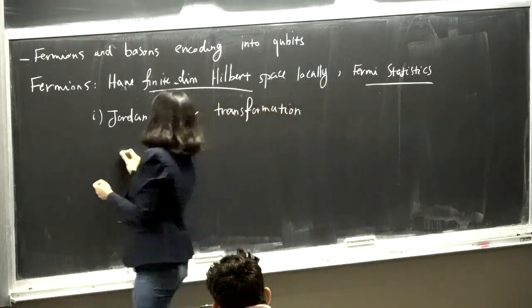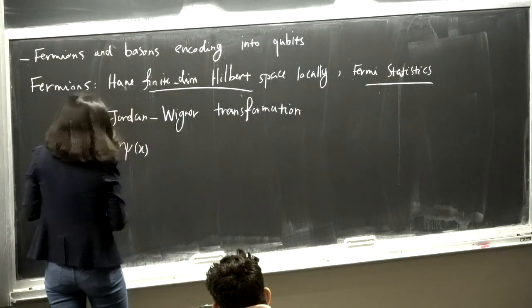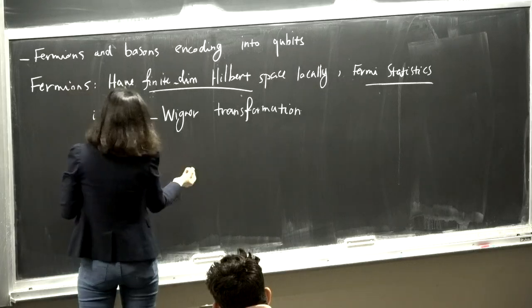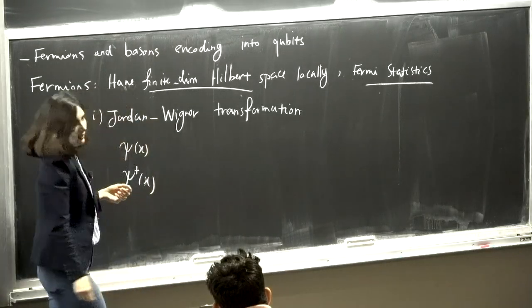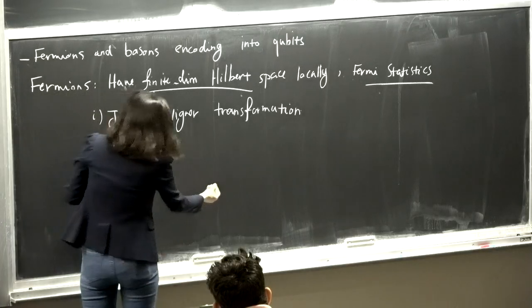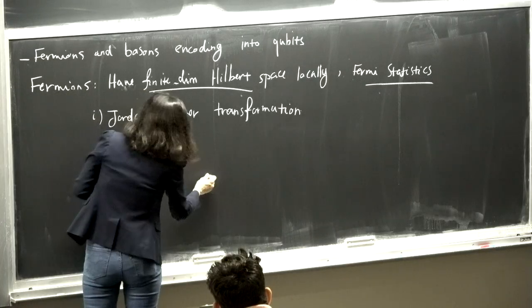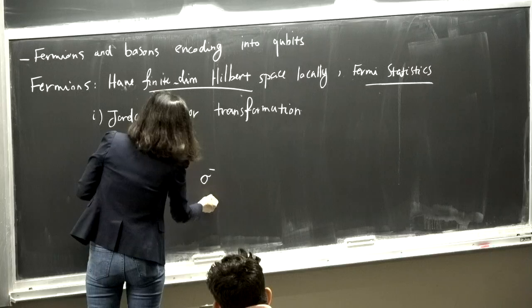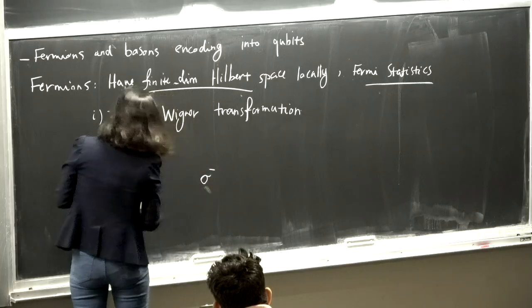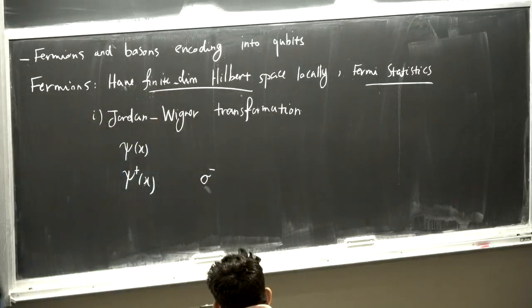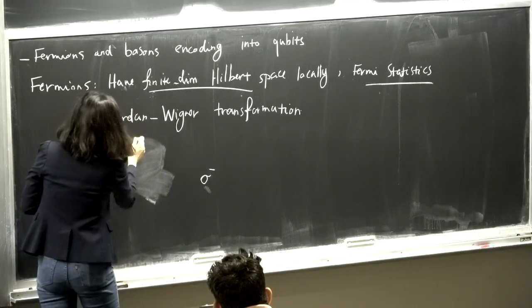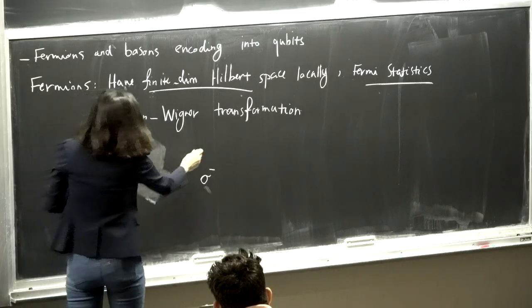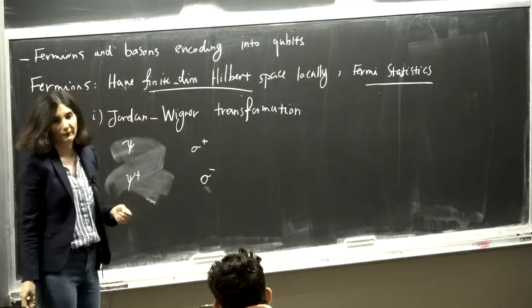Let's say I have a psi at position x, and I want to map it into a bunch of qubits, and then a psi dagger, obviously, at position x. So one thing that you can say is that maybe I can just write this in terms of a sigma minus at position x. Let's just, all of these are local, so I don't keep track of the x's anymore. So I have the psi and psi dagger. And then this one, you can maybe write as sigma plus, okay?